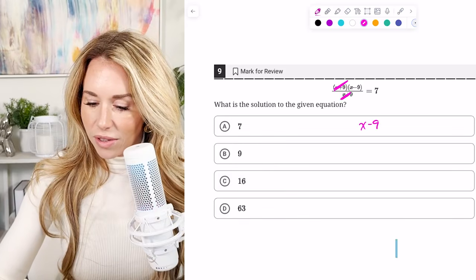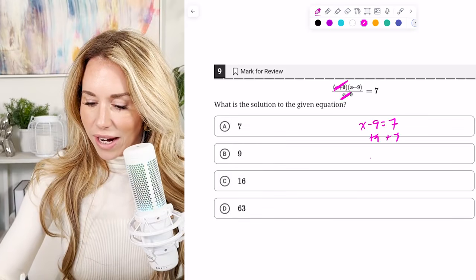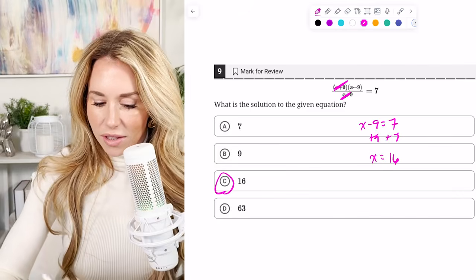What's the solution? Well, I can see that these two can cancel out. So basically, x minus 9 equals 7. Add 9 to both sides. X equals 16. Done.